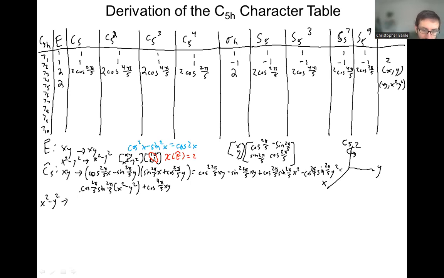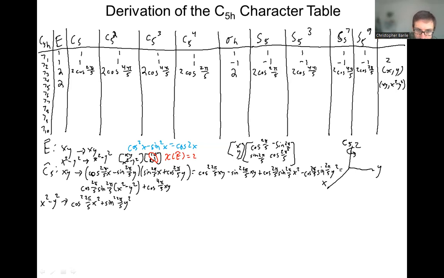But we have to figure out now how x squared minus y squared transforms with doing a C5 operation. So we take x and square it. I'm going to write out this first term. This was how x transformed. We're going to square that and write the 4 terms that we get from the result of squaring that. Cosine squared 2 pi over 5 x squared plus sine squared 2 pi over 5 y squared.